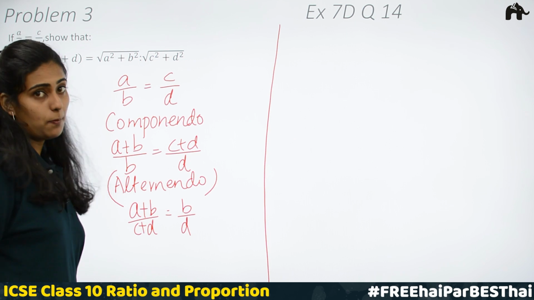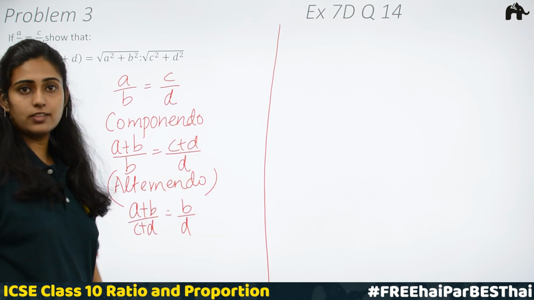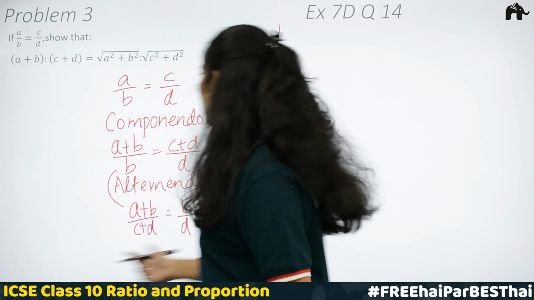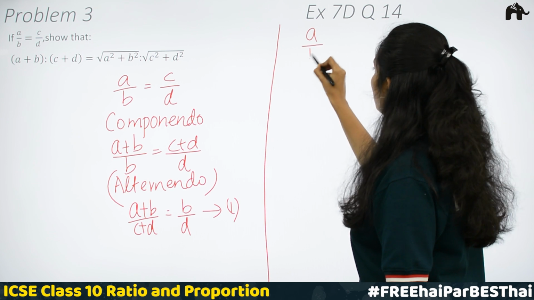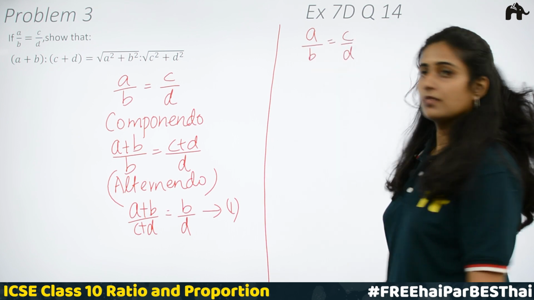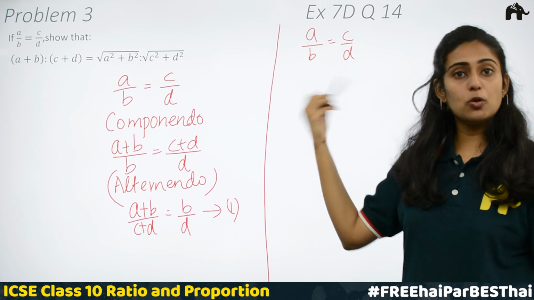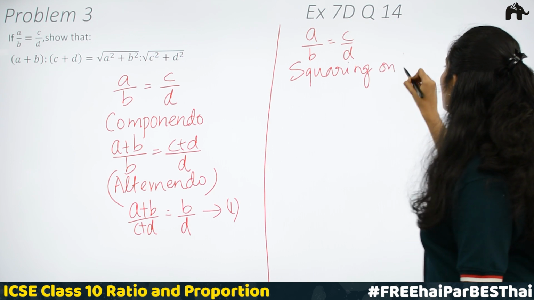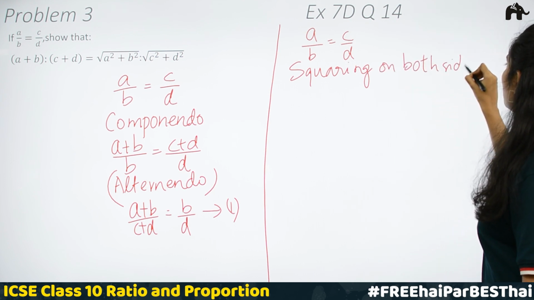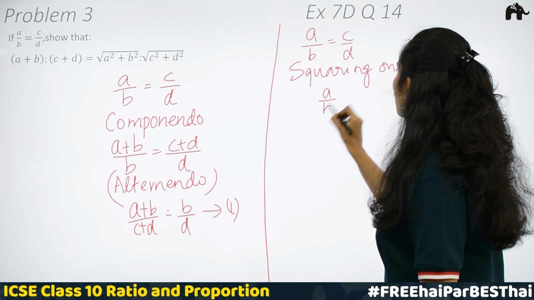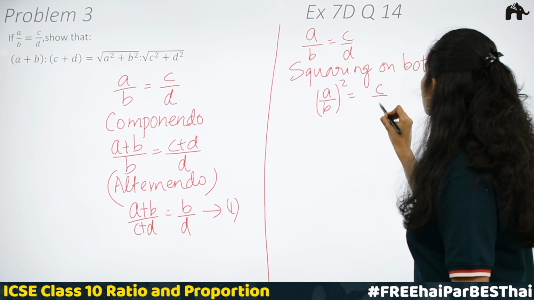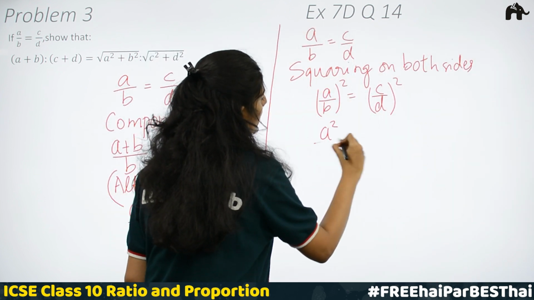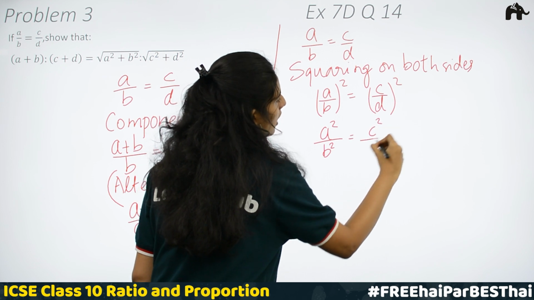Hope you all remember those properties. Only then you will be able to solve these questions. Okay, this is taken as equation 1. Now, take the same thing, that is a by b is equal to c by d. Okay, now I am squaring on both sides. What do I get? I will be getting a by b whole square is equal to c by d whole square, or a square by b square is equal to c square by d square.